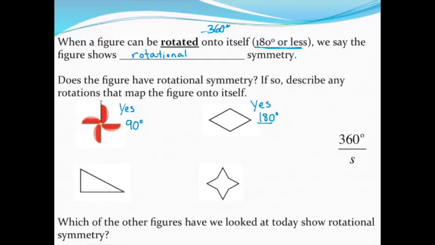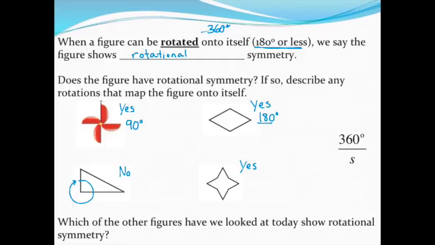So next up is this right triangle, or at least I'm going to assume it's right, and there's no rotational symmetry in there. The only way to get it to line up with itself is to rotate it all the way back around, which we said doesn't count because anything would show rotational symmetry. So no, that doesn't have anything. And last up, this diamondy star type thing. Yeah, that shows rotational symmetry. If I turn my paper, I could get it to match up with itself.